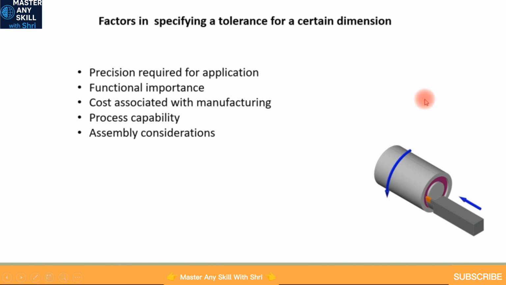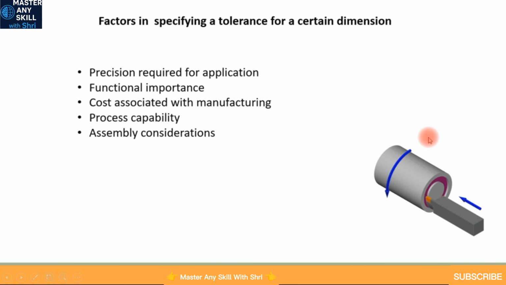The next point is process capability. As you have already seen, all the manufacturing processes have their limitations. Some manufacturing processes are versatile, some are not. So as we have already seen, the casting process cannot make parts which have very fine tolerances. Hence, that has to be kept in mind while designing for those processes.